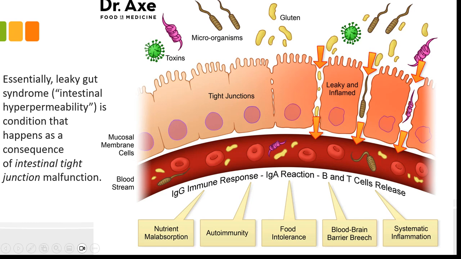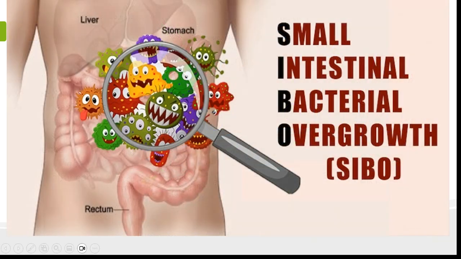We don't absorb the nutrients properly. Autoimmune diseases, like we talked about last time, are on the rise. Intolerance to food, namely gluten and things like this. The blood-brain barrier breach, meaning chemicals can get into our brain. Chemicals can come in here and actually go through the blood-brain barrier and get into your brain. Systemic inflammation, so all over your body, pain and that kind of thing. So we want to keep it healthy.